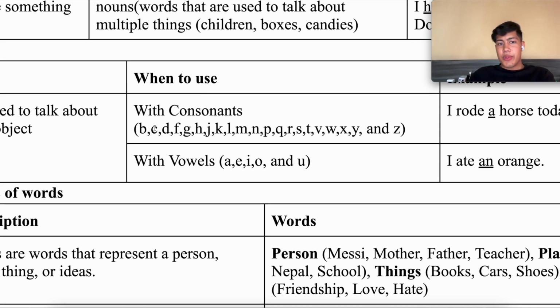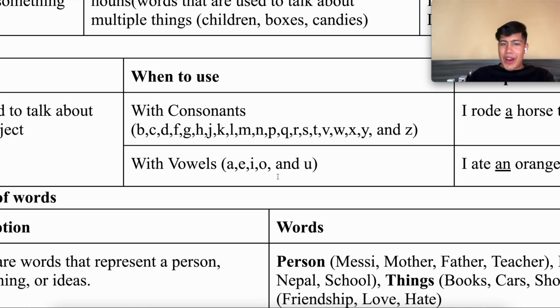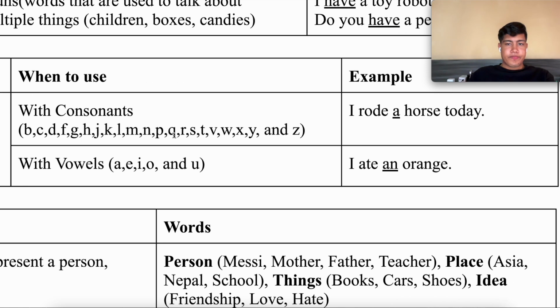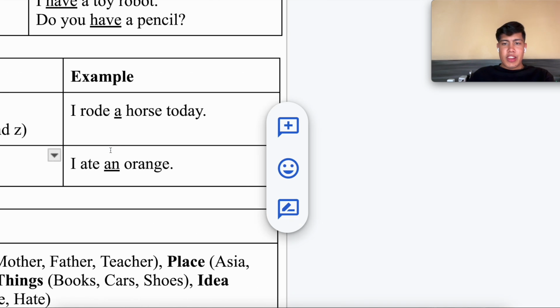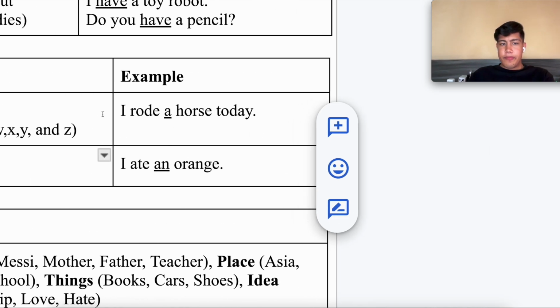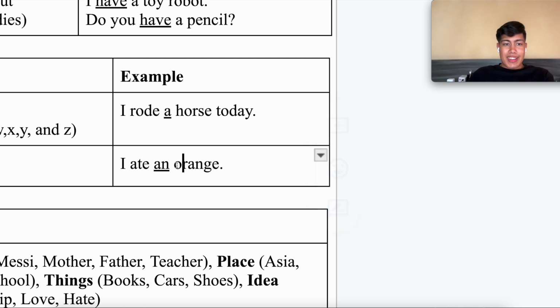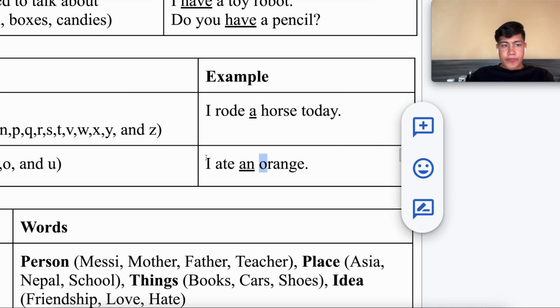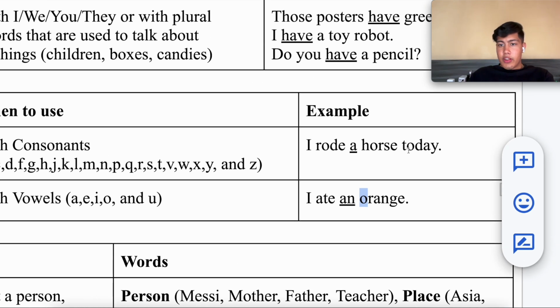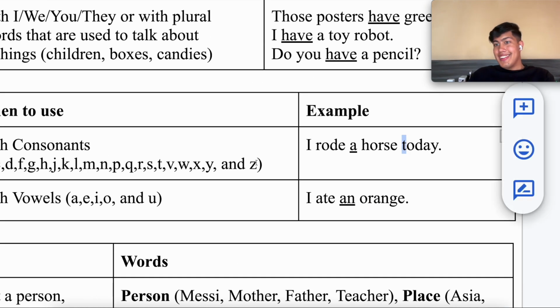So when do you use a? Use a with consonants. That basically means every letter except for vowels. If you guys didn't know, vowels are a, e, i, o, u, and consonants are basically every other letter. Realistically, you only need to remember the vowels. So here are some examples. I rode a horse today. I ate an orange. If the word starts with a vowel, you're going to use an. If it starts with a consonant, which is any letter that's not a vowel, you will be using a.